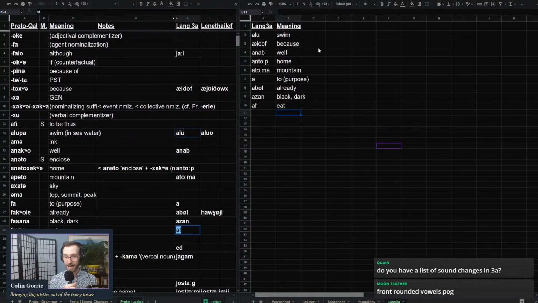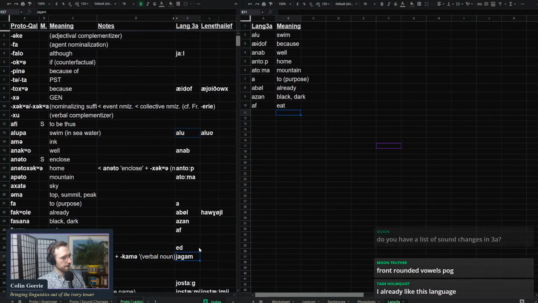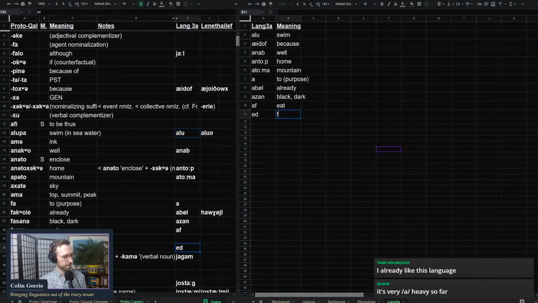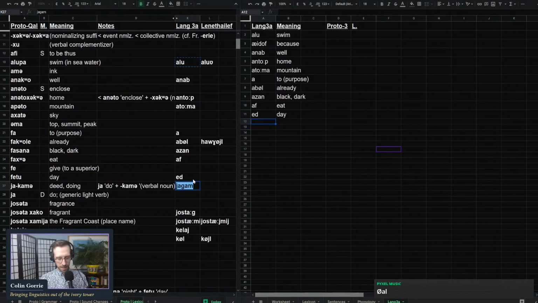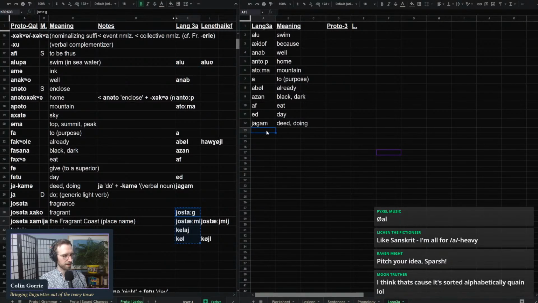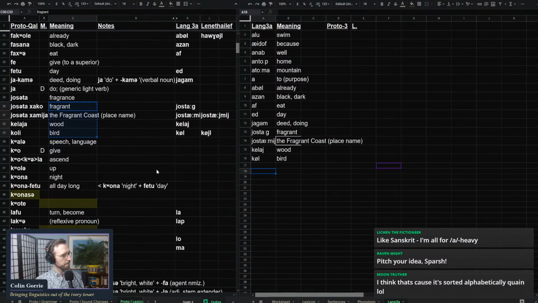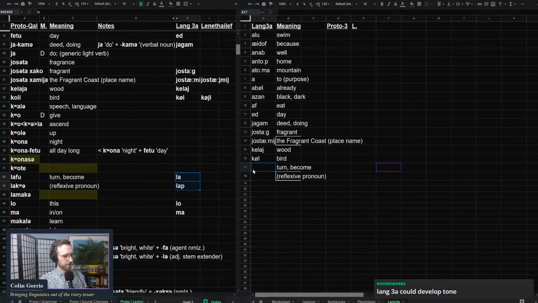We do not have a list of sound changes for 3a. We kind of just winged it to make a strong verb out of to wing. Fetu turned into it, so we can do a little bit of historical linguistics challenge here too, so that we can say proto 3. We can look also at Lenethailef's cognates, and we can figure out what the protoform is. Yagam, meaning deed or doing. Let's bring some of these over. I don't have to type them all out. Values only. All right, let's see, what else do we have? We have the reflexive pronoun here, which is not lok, but lap.